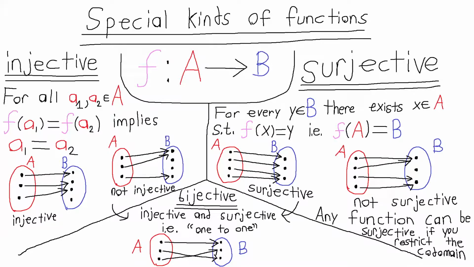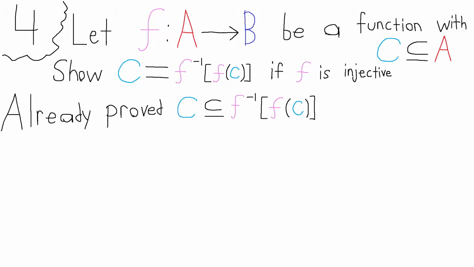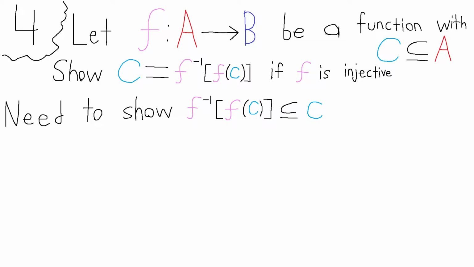Now, let's look at some statements that we can prove using these special function properties. Problem 4. Let f be a function from A to B, with C being a subset of the domain A. Then we need to show that C is equal to the preimage of the image of C if f is injective. We already showed that the left side is a subset of the right side in problem 1, and back then, we didn't even need to use the assumption that f was injective. Now we need to show that the right side is a subset of the left side.